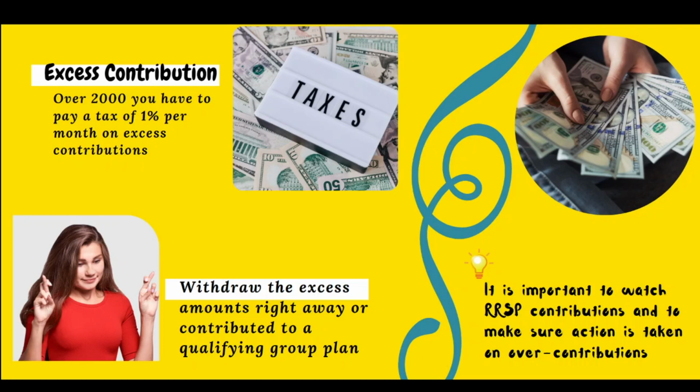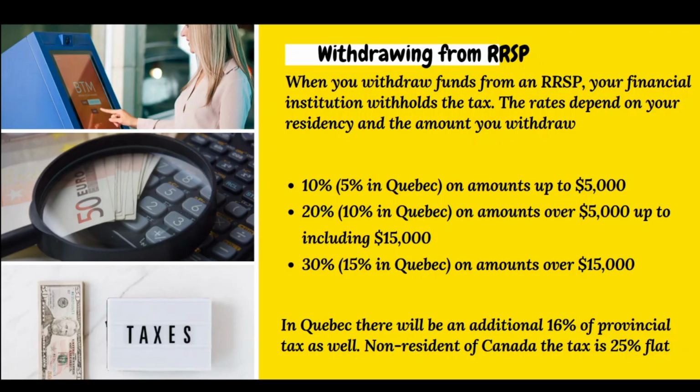Now let's see how one can withdraw funds from RRSP. One is able to withdraw dollars or assets from an RRSP at any age. When you withdraw funds from an RRSP, your financial institution withholds the tax. The rates depend on your residency and the amount you withdraw. For residents of Canada, the rates are 10% on amounts up to 5,000, 20% on amounts over 5,000 up to and including 15,000, 30% on amounts over 15,000.